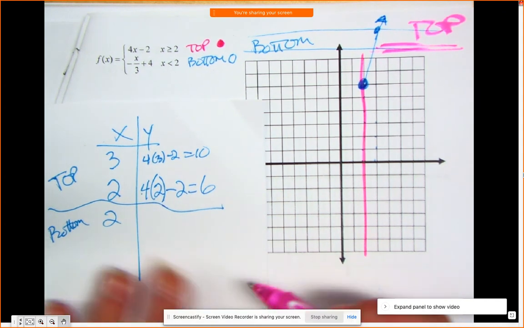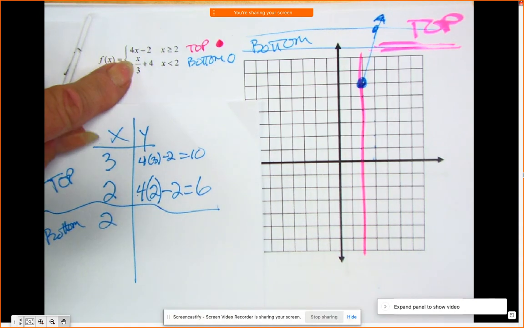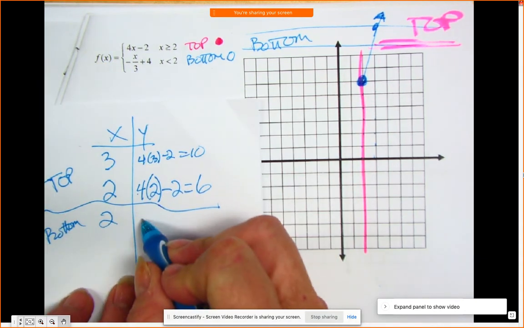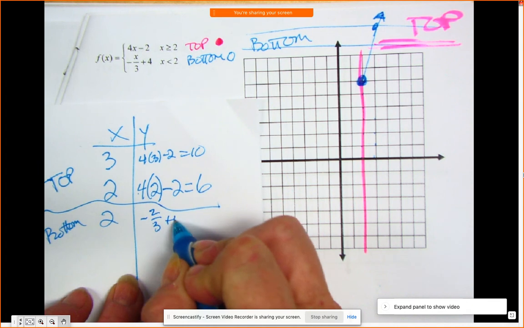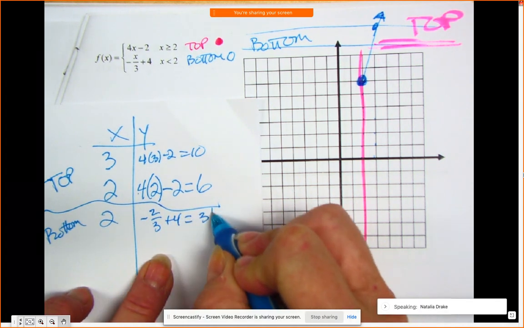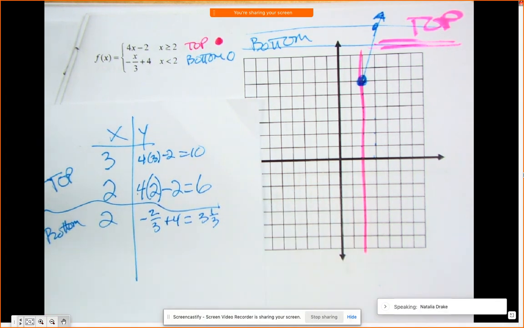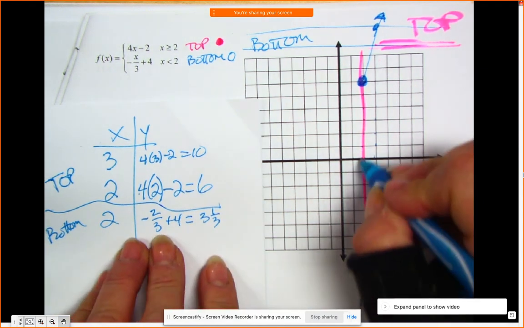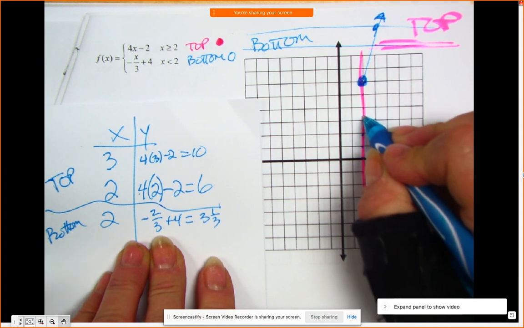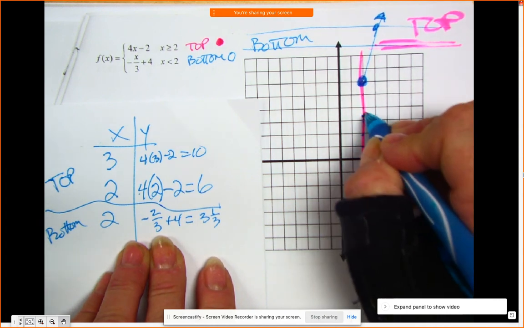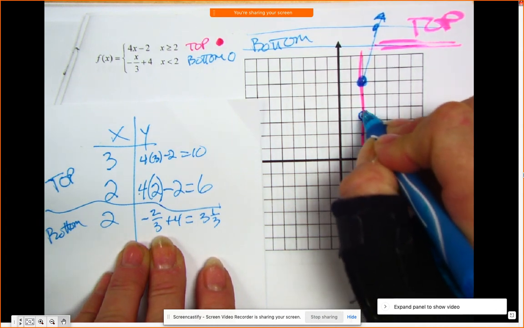Bottom line, I'm sticking a 2 in. Do I want to stick a 2 in? Not really, because then I'm going to get this ugly fraction, negative 2/3 plus 4. Well, I'm going to get out then a 3 1/3. Okay, so 3 1/3. So I've got 2, 1, 2, 3 1/3, somewhere about here, but it's got to be an open circle. We know the bottom graph gets the open circle.